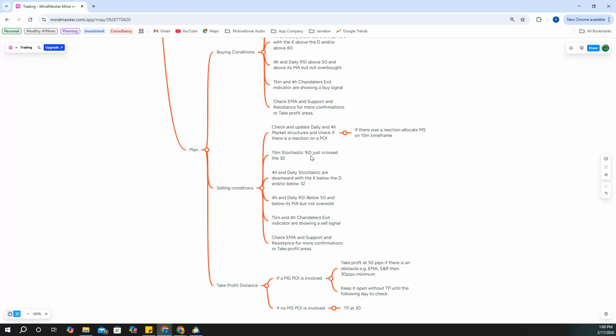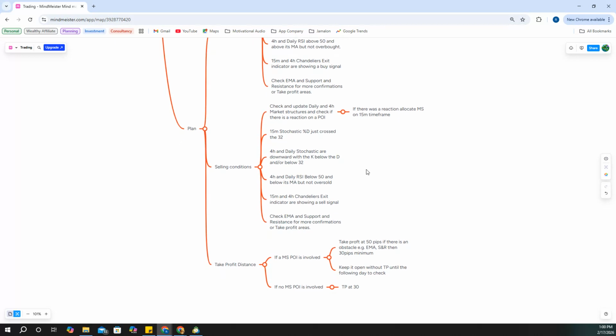The 15-minute stochastic D should just be crossing the 32, going down to the 32. This is the mistake, or the thing that I did not abide by today. We'll see how later. The 4-hour and the daily stochastic should be going downward with the K below the D and/or below the 32. If it is below the 32, it doesn't matter which one is above the other between the K and the D, because below 32 is a selling area.